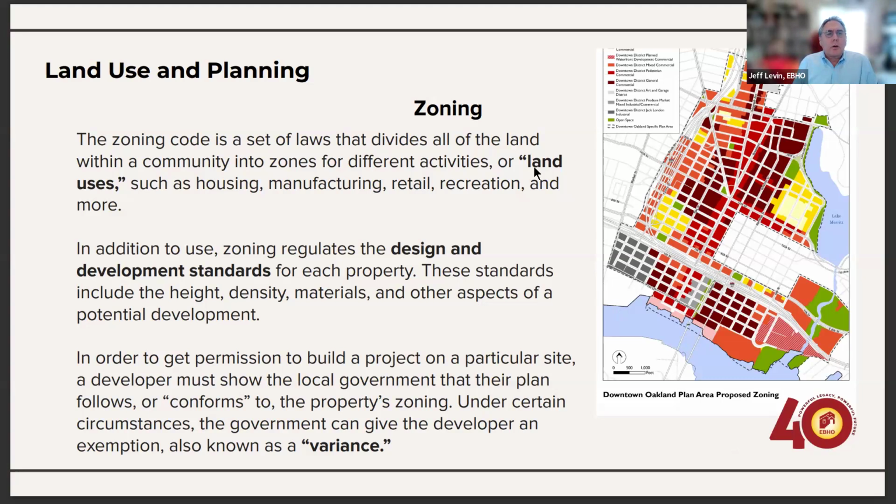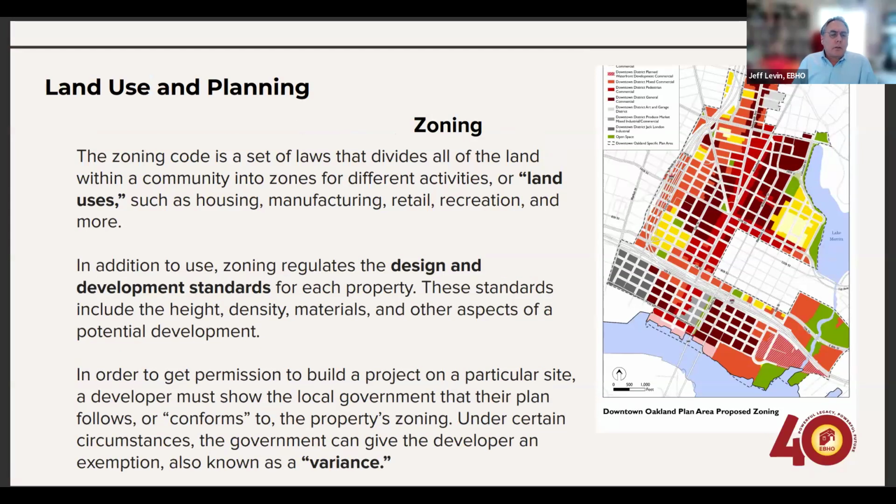So there may be some zones that are for single family, some that are for 2 to 4 units, some that allow much more density. So the zoning regulations talk about the density. They also have design and development standards, which means how high a building can be, how many units per acre. There are things like setbacks, how far the property has to be away from the property line, parking requirements, and a host of other things.